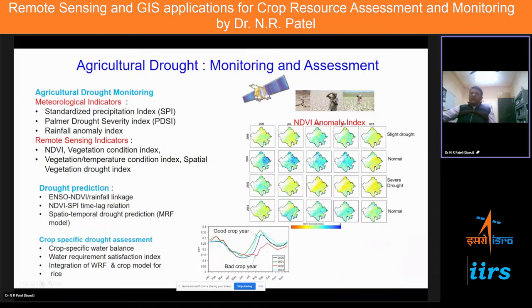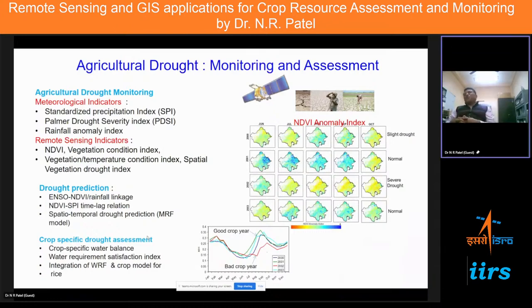At the drought prediction level, people have also tried ISRO linkage, space-time relationships, or Markov models. All these techniques are being used or developed nowadays to forecast drought.